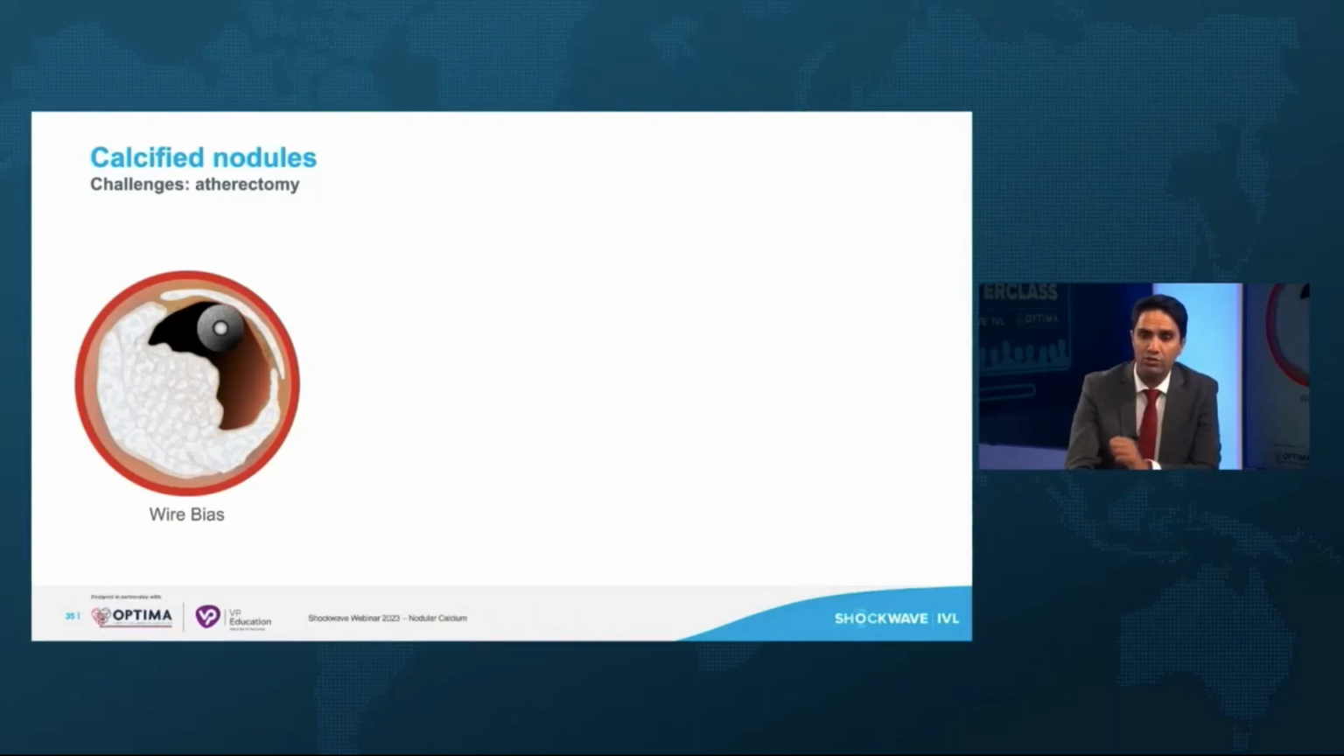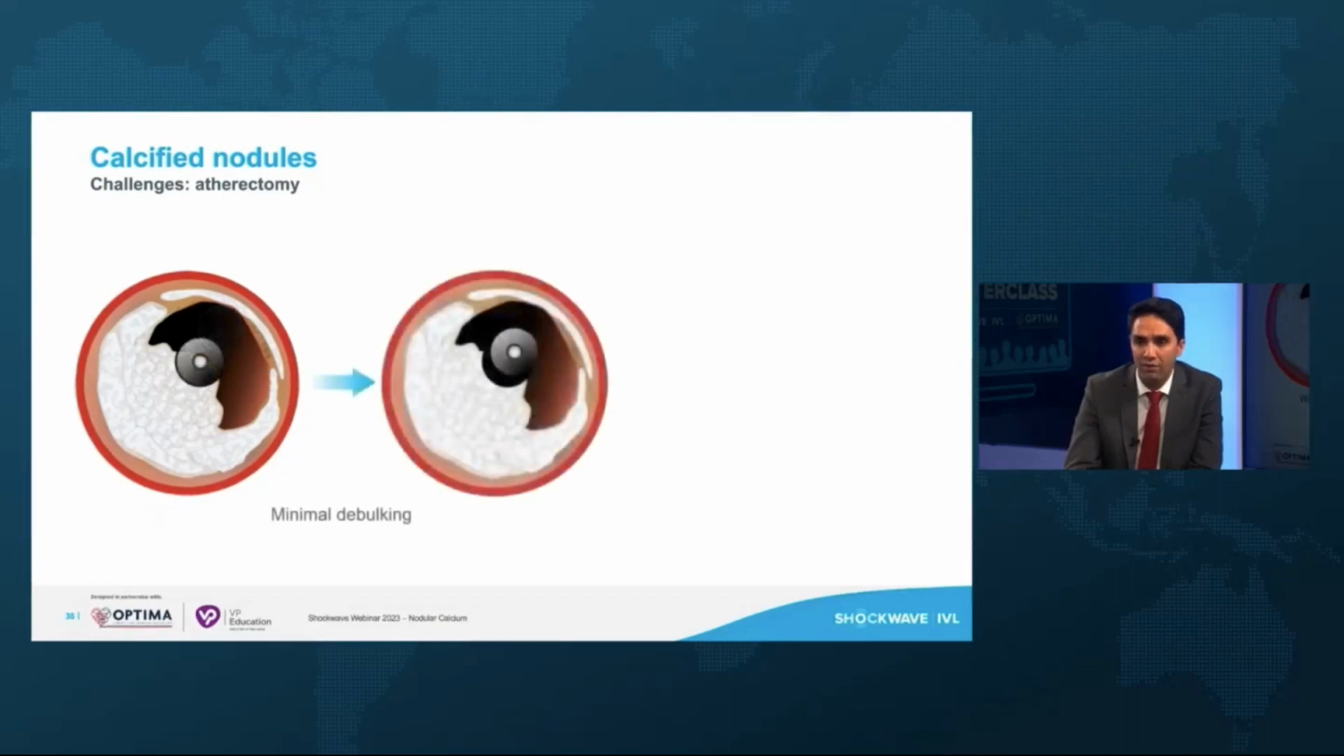I think right now the dogma has been that atherectomy is the treatment of choice for treatment of calcified nodules. But of course, one of the problems here is that calcified nodule treatment by atherectomy is entirely dependent upon wire bias. And if the wire is not biasing into the nodule, actually the atherectomy can simply slip right by the nodule and not create any debulking whatsoever. Now, the other thing to remember, of course, is that even if you do have wire bias, the amount of debulking is actually very small.